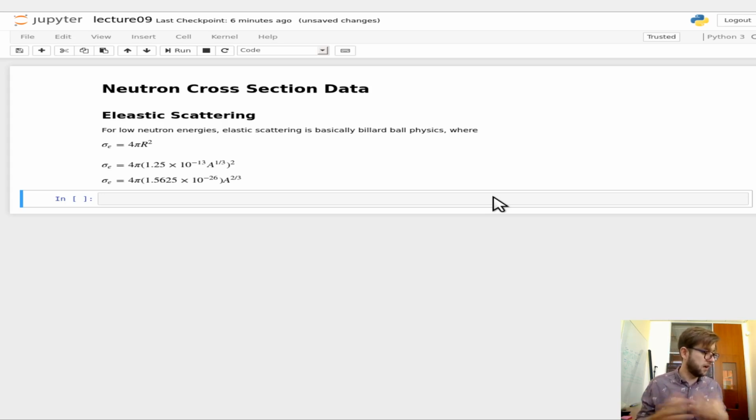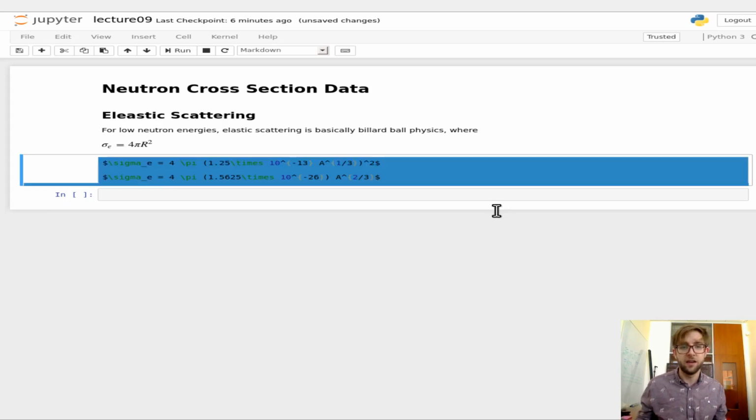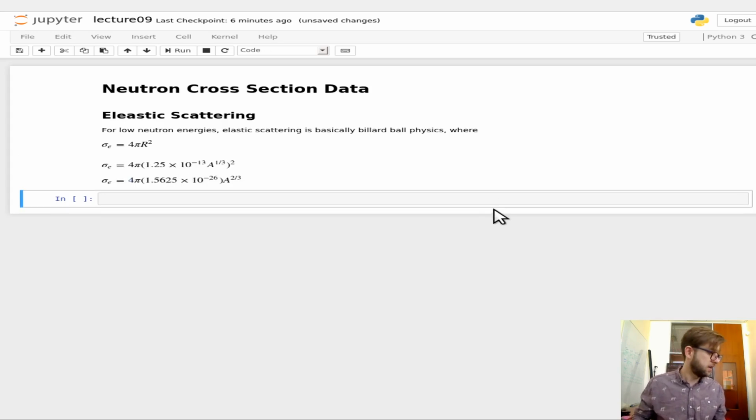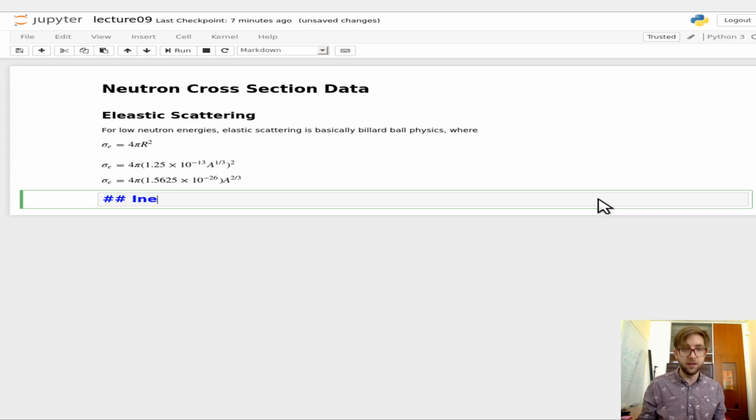If you go look up carbon-12's cross-section, for example, you'll see that sigma E is equal to about 1 barn. So if you plug carbon-12 into this expression, you should get something pretty close to 1 barn. Okay, so that's elastic scattering. Let's move right along to inelastic.